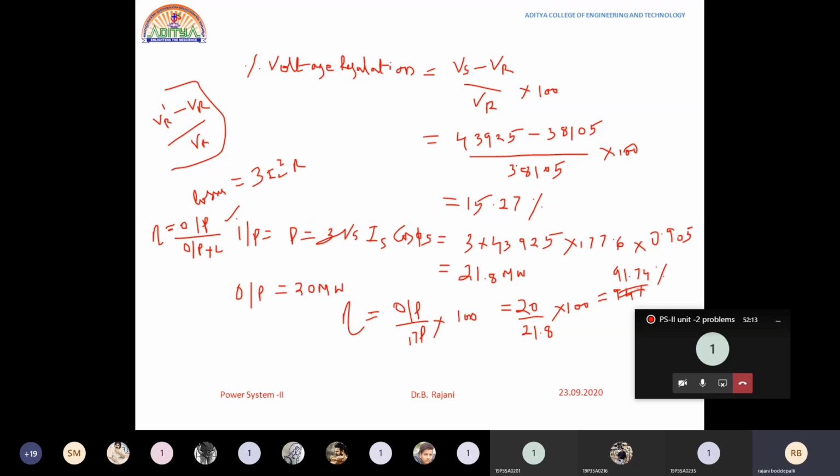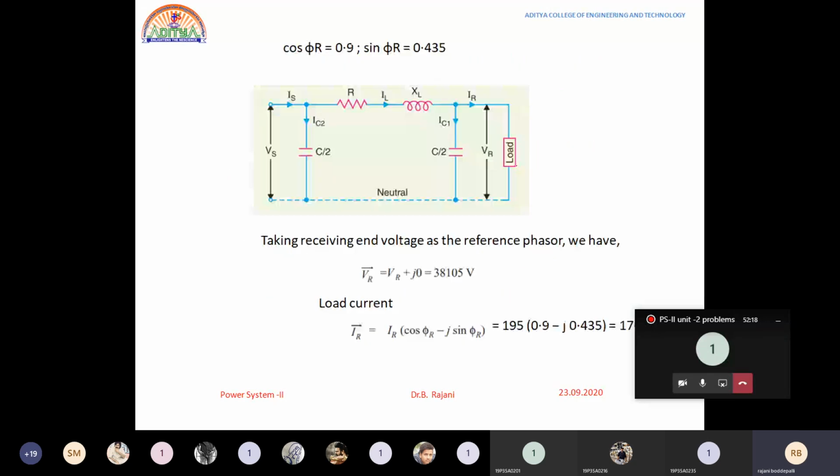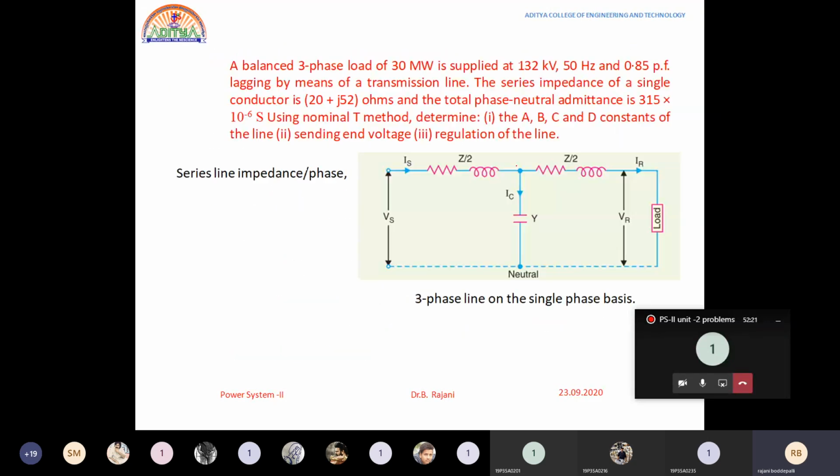Let me explain the next problem so that we can do that problem in the next class. Now time won't be sufficient, I think. See here, he had given a very good question. They might ask this type of models also. It's very, very important in terms of ABCD constants, generalized circuit constants. We are doing the nominal T method, nominal pi method, and short transmission lines, and in all of them we find the ABCD parameters, the generalized constants, when modeling this network.